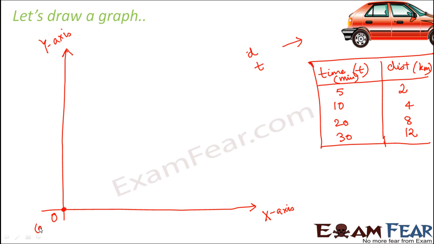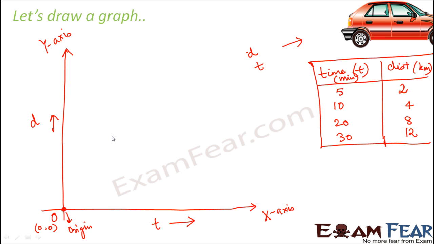And at origin, the value of x-axis is also 0 and the value of y-axis is also 0. So this point is termed as the origin. So all the distances, all the measurements are done from the origin. Okay, fine. So now we take distance on the y-axis, and we take time on the x-axis. So that's how we draw the backbone of a graph.